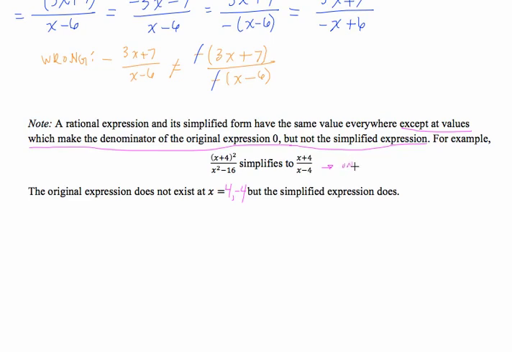So that one is only undefined at x equals 4. So the domain of the original expression and the domain of the simplified expression are not exactly the same. So it's something to be aware of, that when you simplify a rational expression, its domain may change. Okay, that's it for section 7.1.